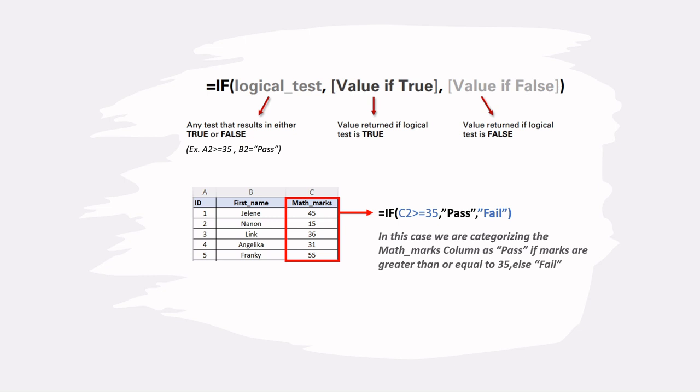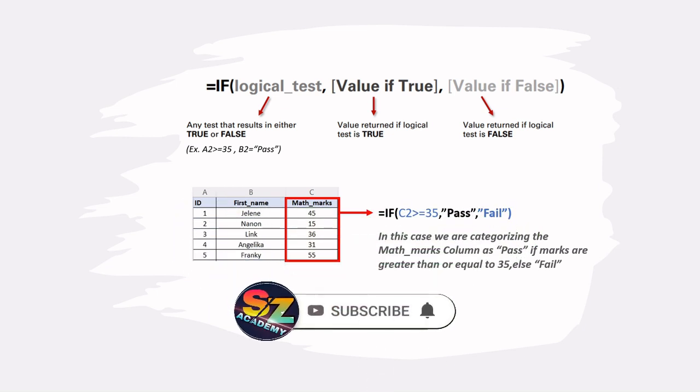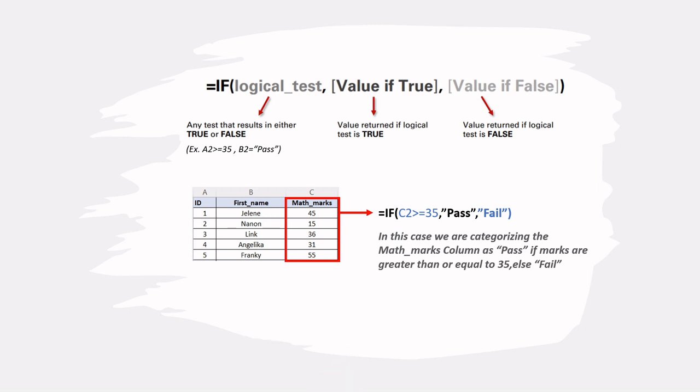Next, you have the value if true. This is what you want Excel to return or to do if your test proves true. You could just put a number or a text string here. You could also put a formula, in which case Excel would evaluate that formula if your logical test was true. Then you might expect the value if false to do the same thing. It's what you want Excel to do in case your logical test is false.